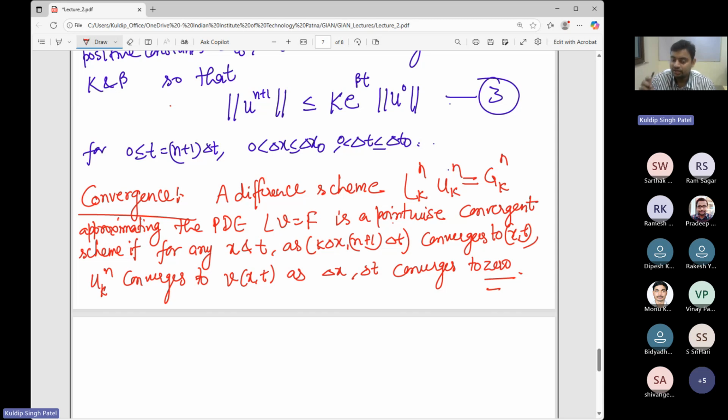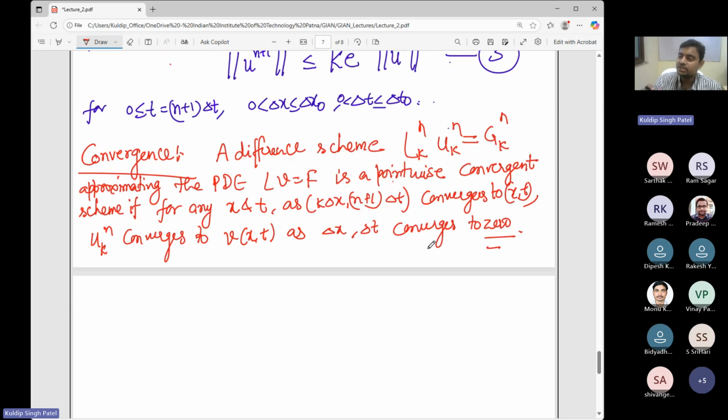Suppose this is the heat equation, and we know the exact solution. What we understand from this definition is that as we take more and more grid points, we have taken only 5 points, suppose we take 5,000 or 50,000, our delta t and delta x will go to 0. All of us agree with this. Then if you find the numerical solution, it should converge to the actual solution. And it's not only at one or two points, it should be at all points.